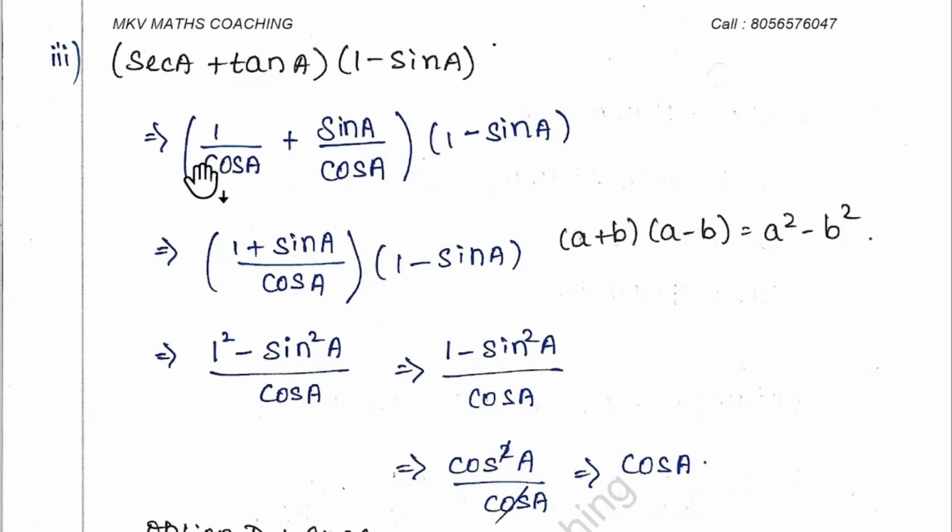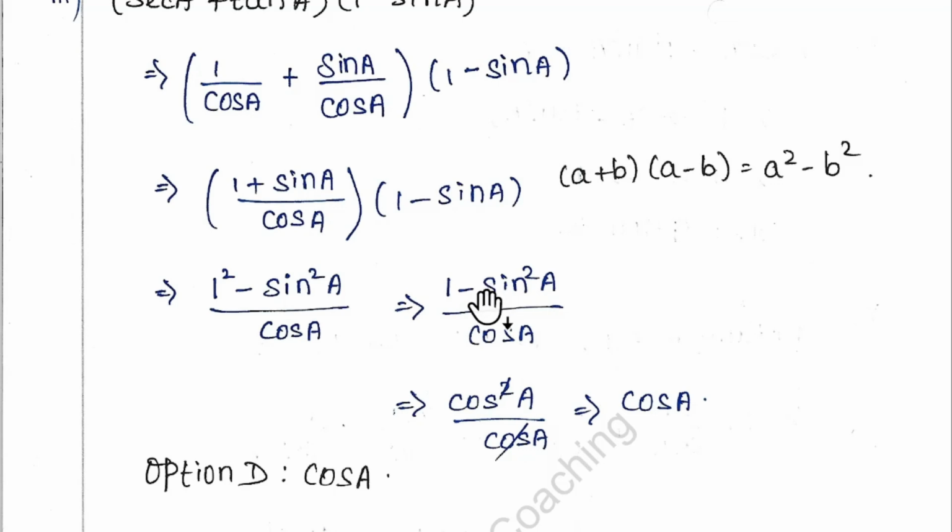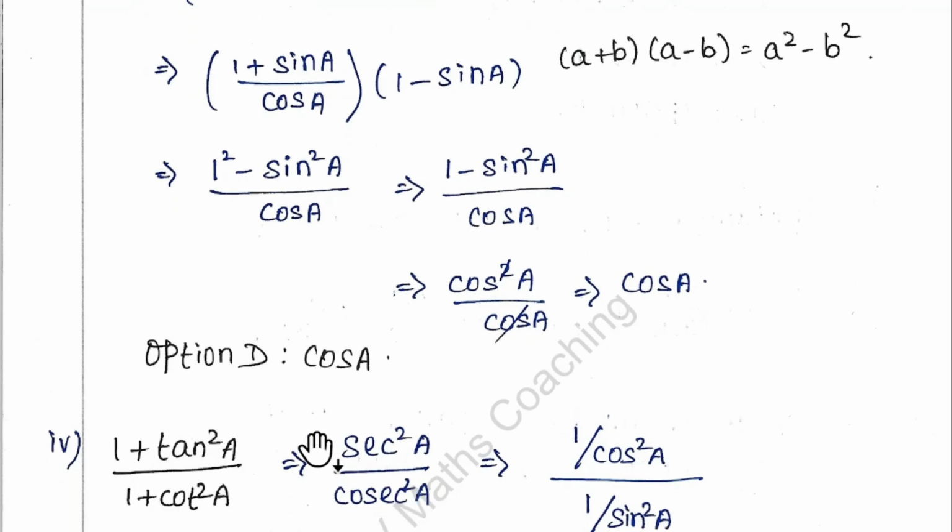So here the denominator is common, cos A. I am writing the whole denominator as cos A, and 1 plus sin A into 1 minus sin A. Can you see you already got a plus b, a minus b, a square minus b square. So this is 1 minus sin square, right? From the identity I can write cos square is equal to 1 minus sin square. So it gets cancelled. The answer is cos A, which is option D.